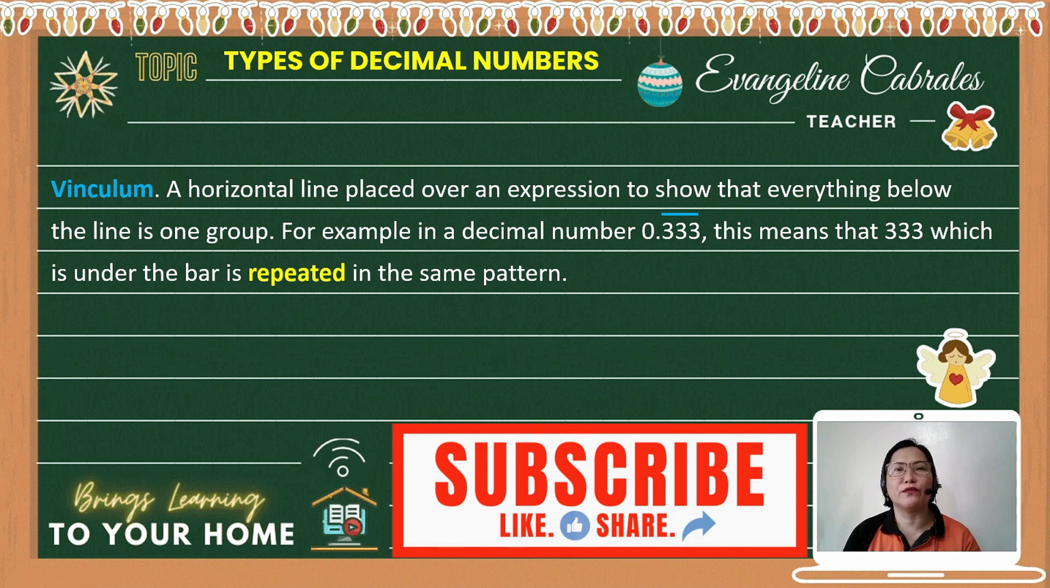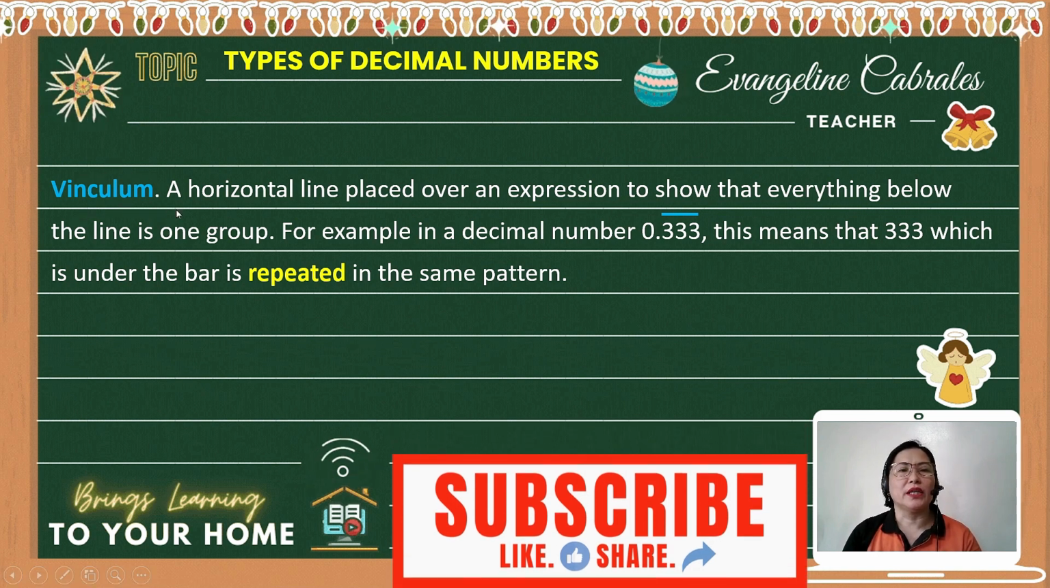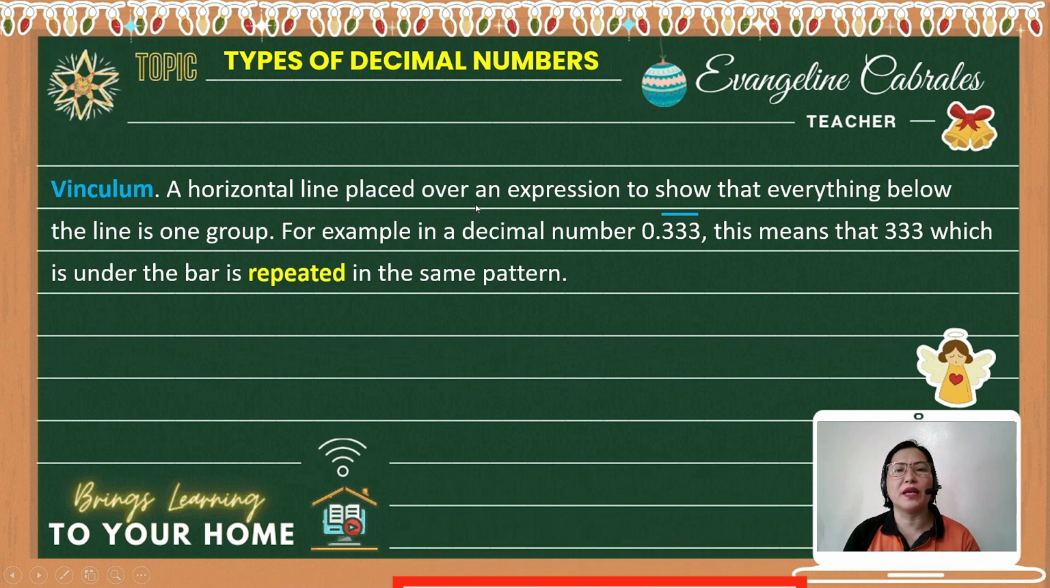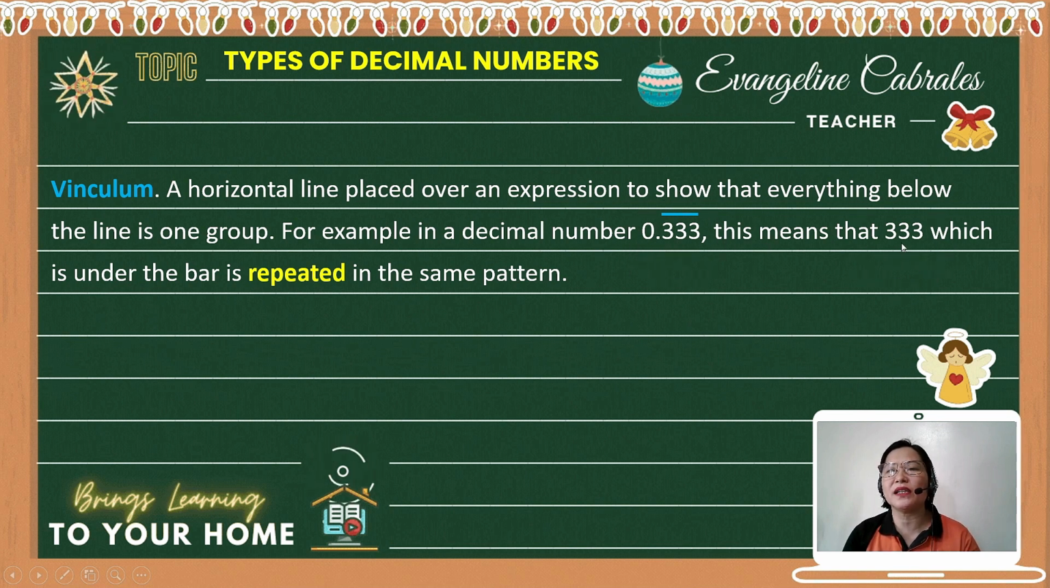Nabanggit ko kanina yung vinculum, hindi ba? So, this is how you say it, vinculum. It is a horizontal line placed over an expression to show that everything below the line is one group. For example, in a decimal number, 0.333, this means that 333, which is under the bar, is repeated in the same pattern. Siya daw ay paulit-ulit lamang.